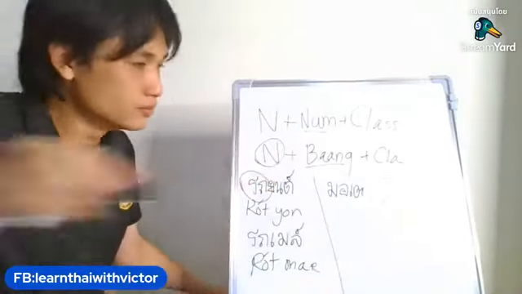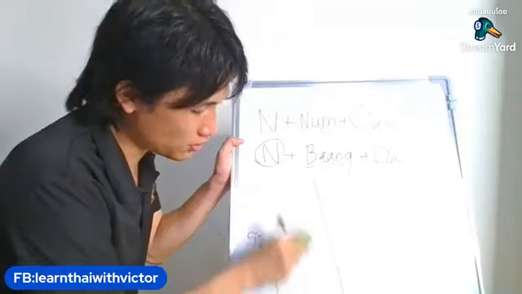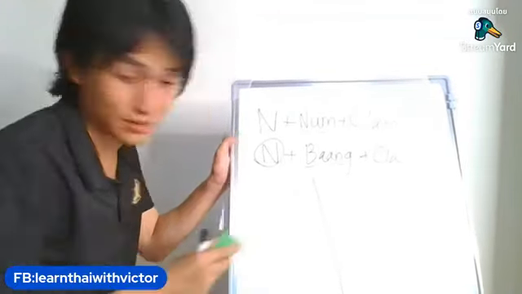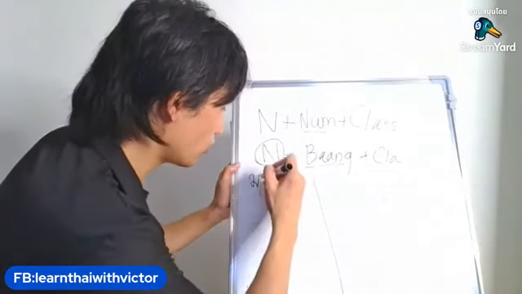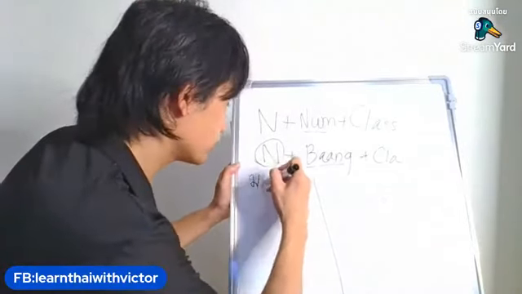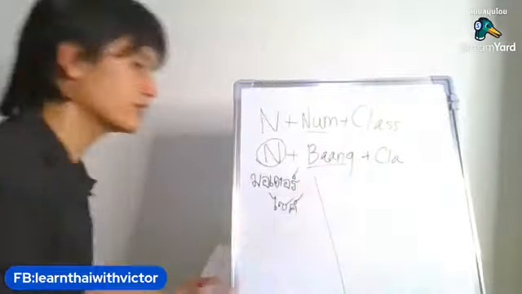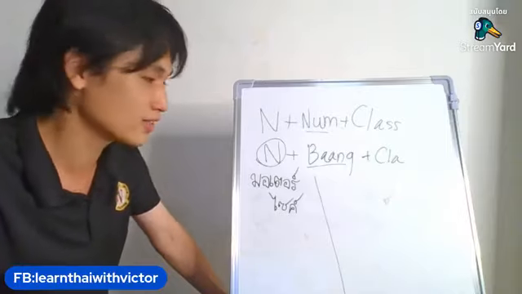Oh sorry, not here, because on the other side I'm supposed to write down the classifier for vehicles that do not use the word คัน, right? So motorbike, มอเตอร์ไซค์. This one means motorbike, a bike, okay?